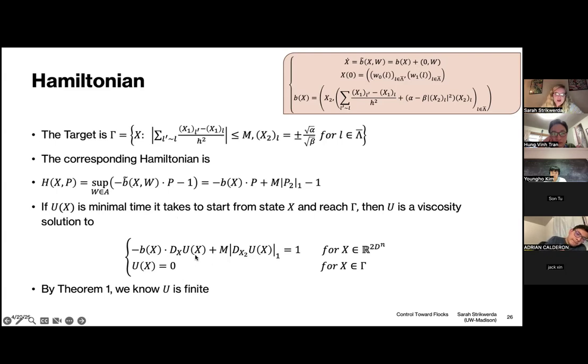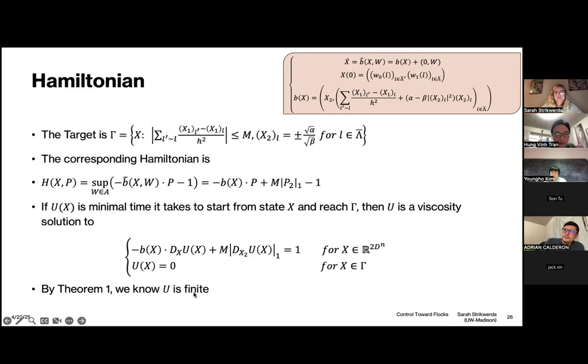But to actually solve or really study this PDE, that would be challenging because this PDE is in dimension R to the 2d to the n power. That's just a lot of dimensions to really gain anything from this Hamiltonian. So that kind of explains why instead of looking at this optimal control, we were looking at this feedback control and designing the control so that we could reach flocks.